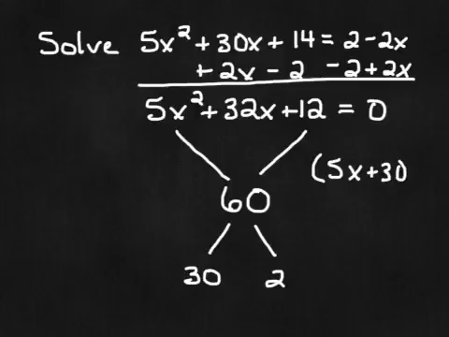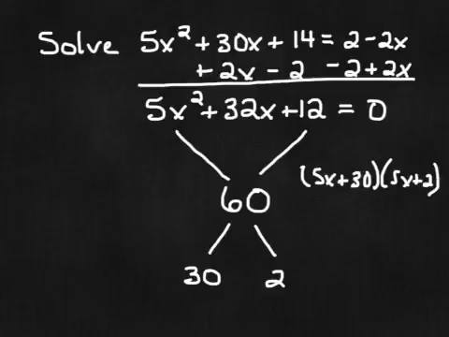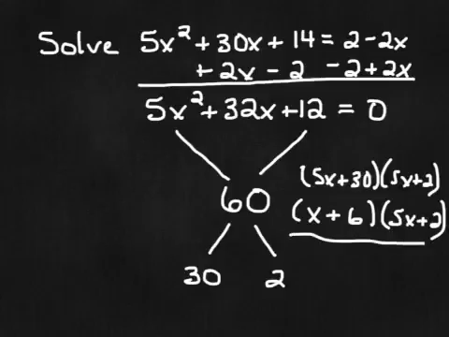Whoops, I'm running out of room here. Let's try to write it smaller. 5x plus 30, 5x plus 2, and now take out the greatest common factor. So the greatest common factor in the first part is 5, so we divide that out, and I get x plus 6. And in the second part I have no common factor, so I leave that as 5x plus 2, and then those are my factors.